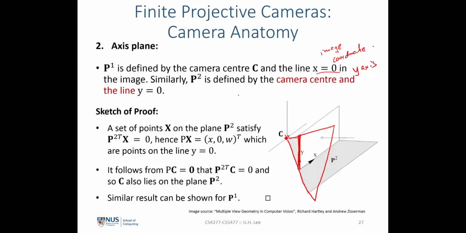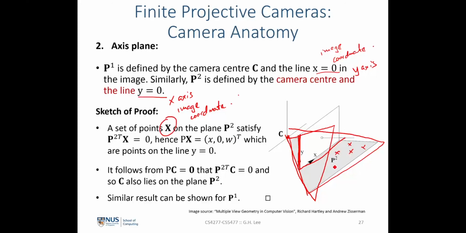Similarly, P2 is defined by the camera center as well as the line where y equals 0, which is essentially the x-axis of the image coordinate frame. We can see that this is the line and the camera center is here, so P2 is essentially defined by this plane that contains the x-axis as well as the camera center. And we can see that this relation is true. Let's first consider any point that lies on P2, and denote it by X. According to our definition, this point lies on the plane P2, which means that the incidence relation, the dot product of P2 transpose and X, must be equal to 0 for X to be lying on P2.